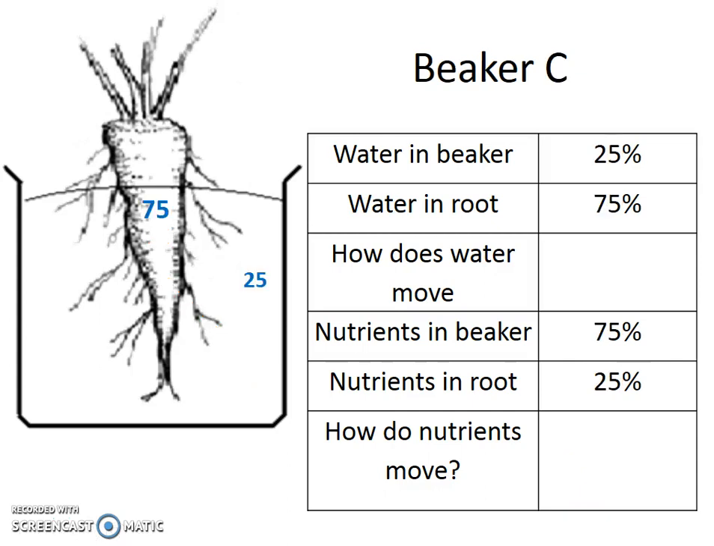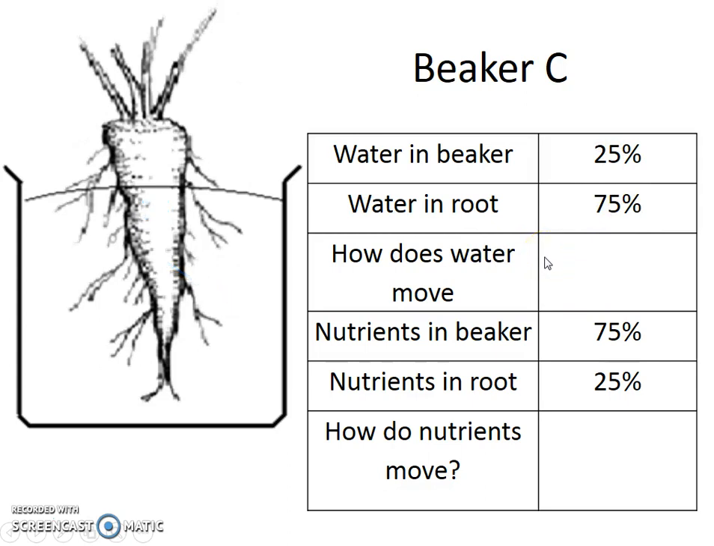In your notes under beaker C, you have a slightly different scenario. Here, high for water is inside, the low 25 outside. So water in this case will move from high to low, and again, unfortunately, it'll move out of the root. So under beaker C in this spot, water moves out because it's higher in the root than outside, high to low.